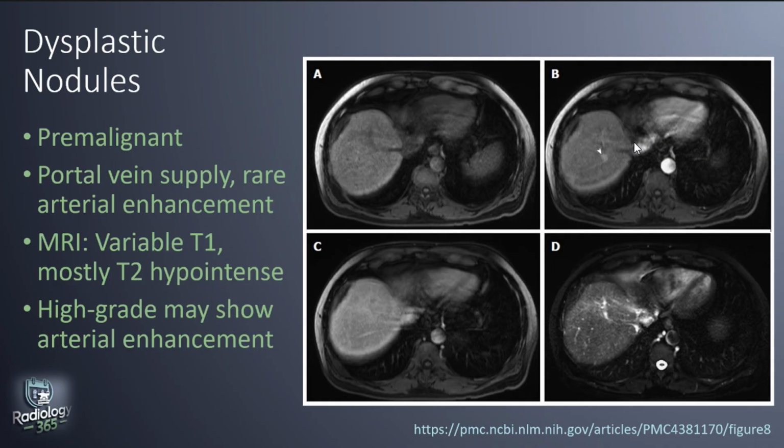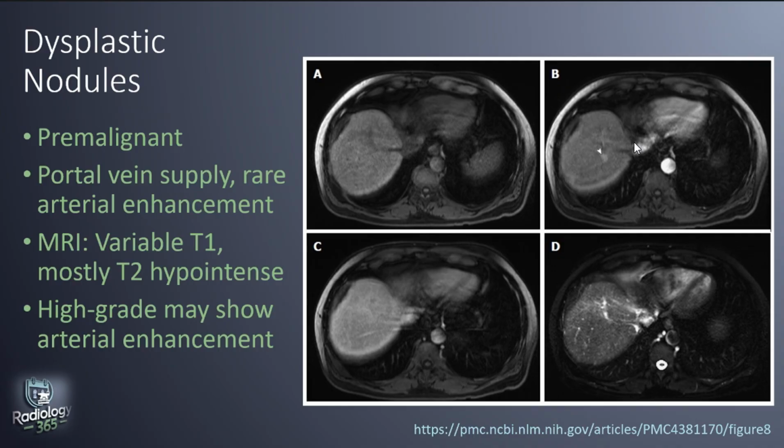Dysplastic nodules bridge the gap between benign and malignant. These are pre-malignant lesions, especially the high-grade ones. They are still supplied by the portal vein primarily, but you may occasionally see some arterial phase enhancement, especially when they are high-grade. So the high-grade dysplastic nodules are moving a little more towards malignancy, and so they may have arterial phase enhancement. That enhancement without washout is a red flag.